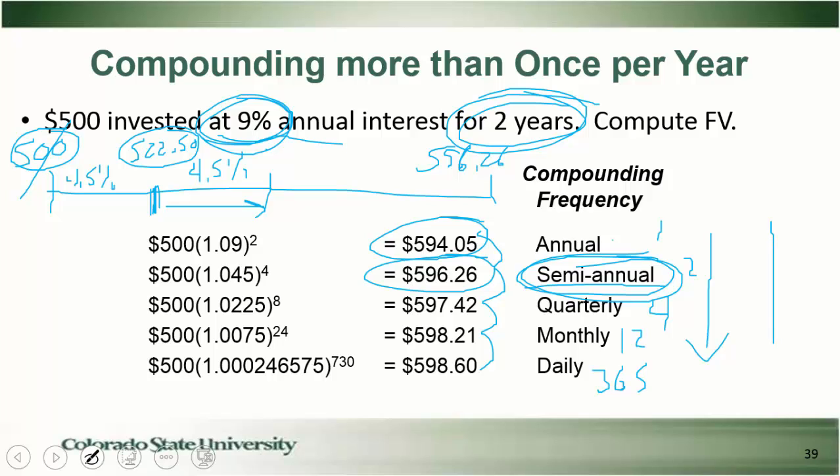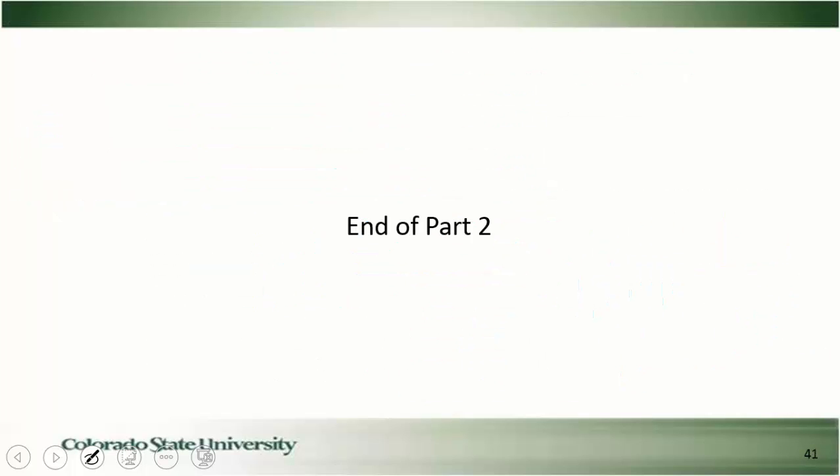As we increase the compounding frequency, the future value increases, but at a decreasing rate. That is the end of part number 2. If you have any questions, let me know. Practice, practice, practice. That's the key to time value of money problems. So work as many end of chapter problems as you have time for.